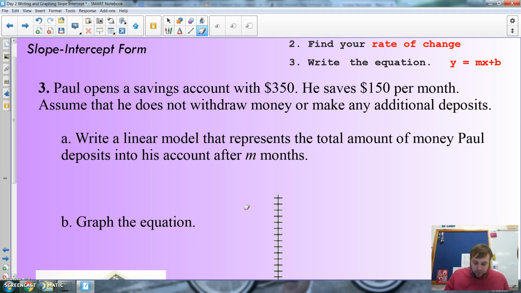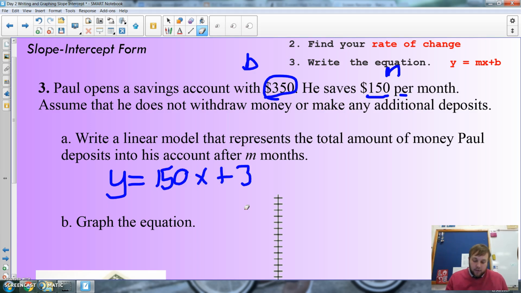Okay, next one. Oh, let's write in blue since I'm on it. Paul opens a savings account. That looks like a good start. That looks like a beginning. He starts off with $350. He saves $150 per month. Ooh, per. That leads me to believe that I've got a movement, meaning it's going to go up $150 every month. Write a linear equation. Y equals 150x plus 350. There we go. Not bad, right?